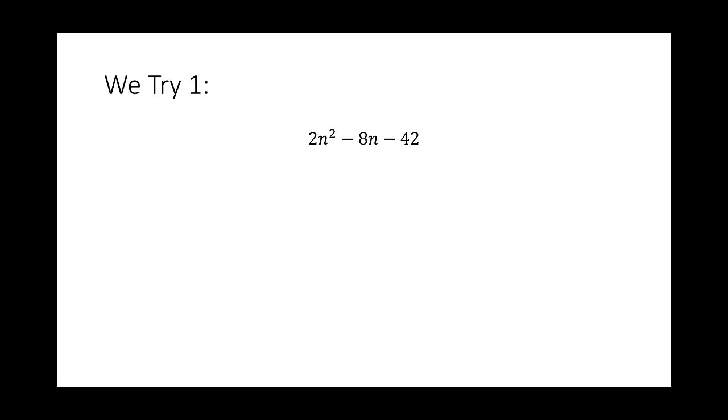Next, we want to do the same thing. Is there anything we can take out of everything? Looks like I can take a 2 out of everything. They're all divisible by 2, so let's do that. Write that as 2 times n squared minus 4n minus 21.